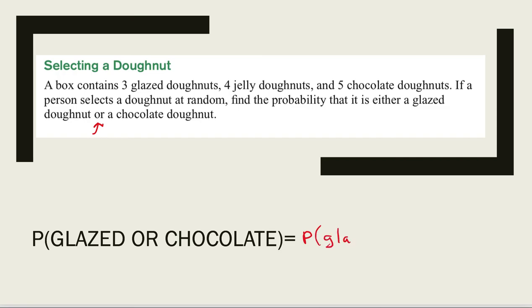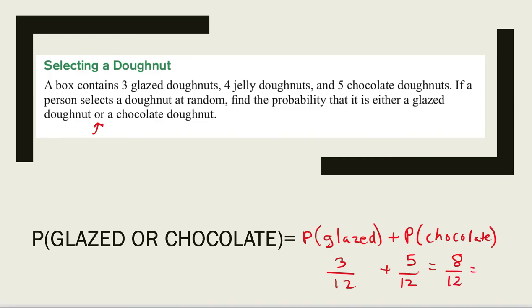So I'm going to break this up and look at them separately and put a plus sign in between. So altogether in the box there are 12 donuts. So I know that both of these are out of 12. There are 3 glazed and there are 5 chocolate. So we're looking at 8 out of 12, or 2/3. Okay, so that's an example of a mutually exclusive problem.